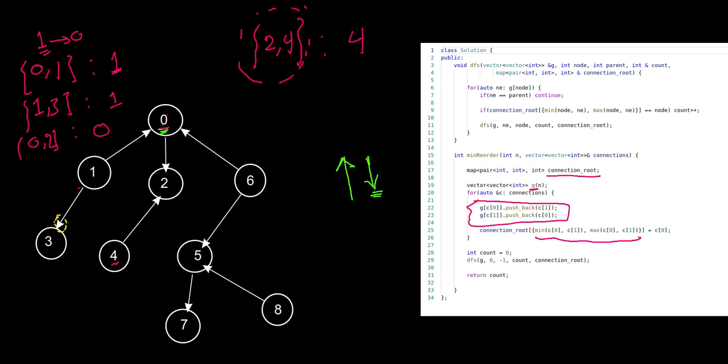Starting from the root node 0, we will visit all the neighbors using a DFS function, and we will store the count. This is the number of connections that need to be flipped, this is the current node, this is the parent. First call, we start with node 0. We consider the parent as -1.